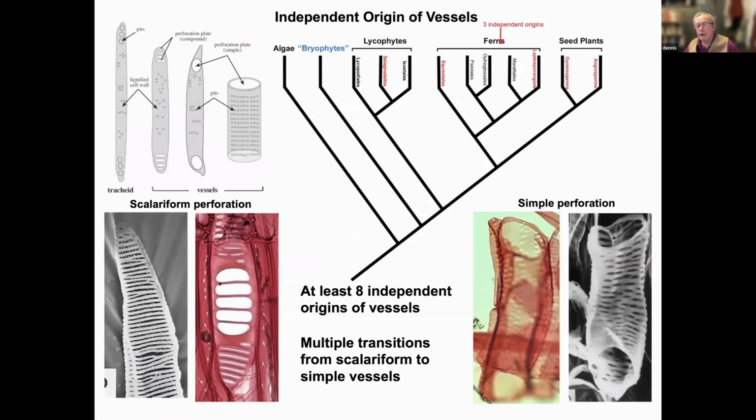Another example that I'd like to use here is the independent origin of what we call vessels. Vessels are the water-conducting parts of the wood. Basically they're derived from what we call tracheids. Tracheids have imperforate end walls, that is, no holes in them, whereas vessel elements have holes. It may be scalariform, like this with many, or actually a simple perforation, which is probably the best. And this is water conducting, like we see the simple ones here.